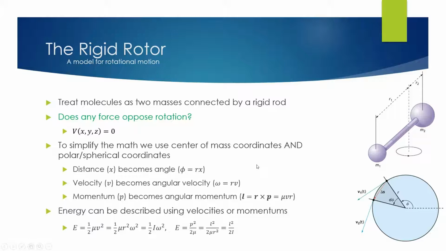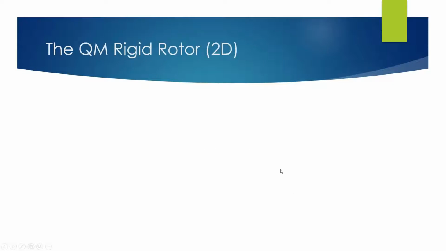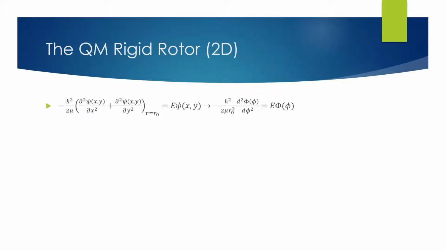Now that we have a setup for rotation, the next step is to solve the Schrodinger equation and see how this changes in terms of quantum mechanics. Again, we'll start with two-dimensional rotation because that's simpler, and then we'll move on to 3 dimensions. We can construct the Schrodinger equation, and the potential is 0 because we have free rotation. So we simply have this kinetic energy term here. This looks pretty nasty because we have 2 partial derivatives with respect to x and y, which we have to do because we're talking about rotation.